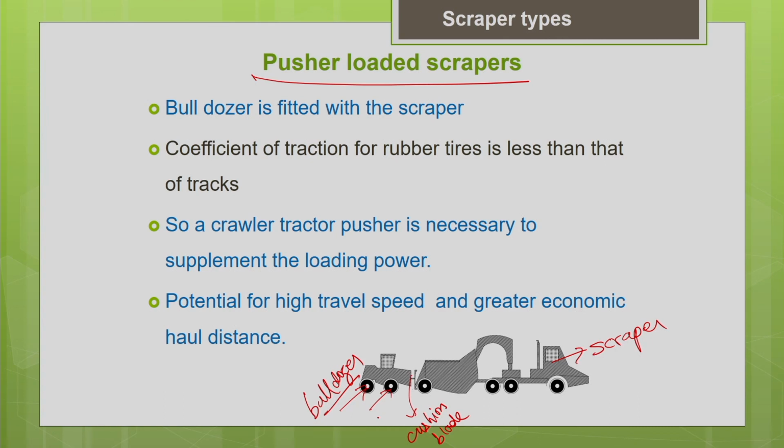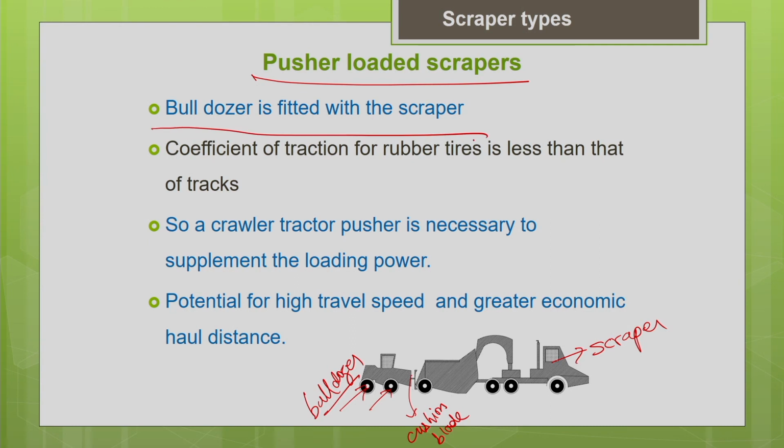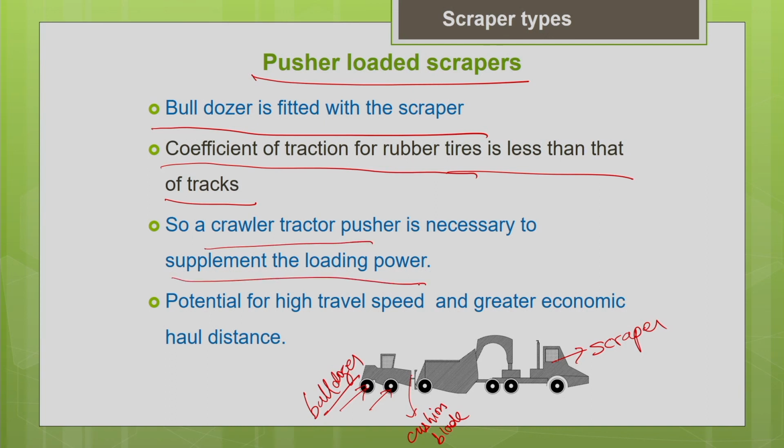In this picture I have shown you the wheel mounted bulldozer. You can still go for a crawler mounted bulldozer, so that you can increase the loading power of the scraper. The main thing is fitting the scraper with the bulldozer. The coefficient of traction for the rubber tire is less than that of tracks, so we are taking the help of the crawler tractor pusher to supplement the loading power of the scraper. Only when the scraper is cutting the earth and filling its bowl, that is during the loading operation, I need the help of the pusher.